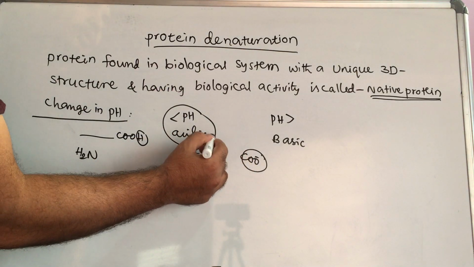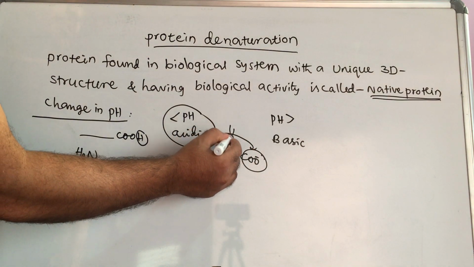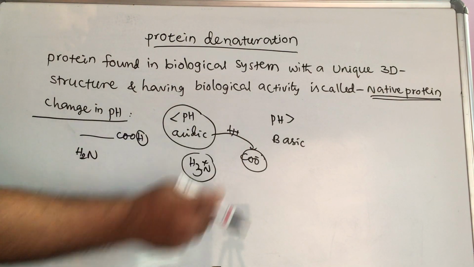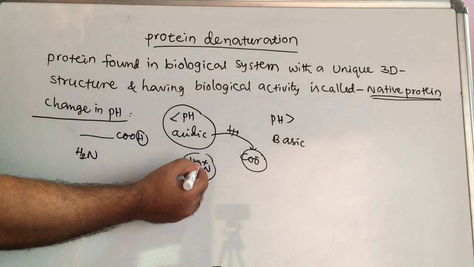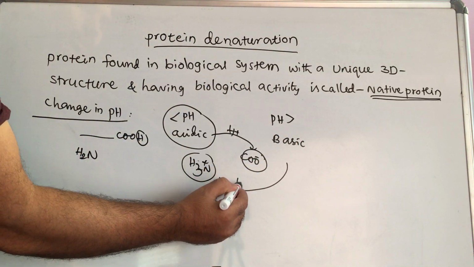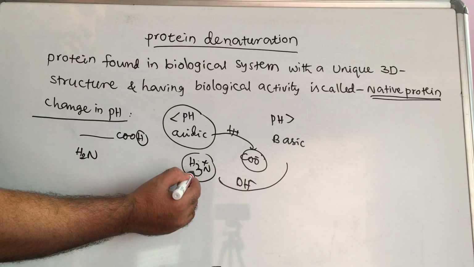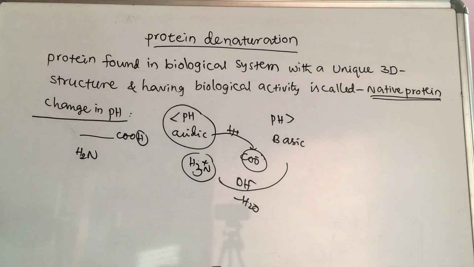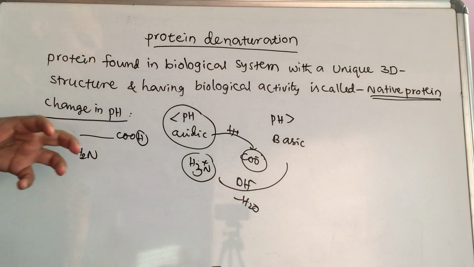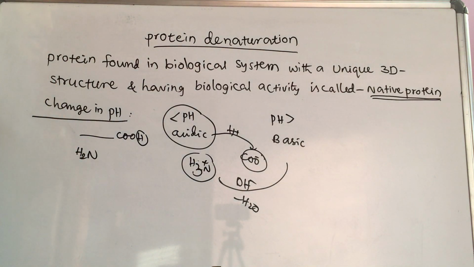So this COO minus gains the proton because it is an acidic medium, and it loses its charge. In basic medium, OH minus takes the H plus and it is lost as a water molecule, and here also the positive charge is lost. Due to the loss of negative and positive charges, the electrostatic force of interaction breaks down. That's why its activity is lost. This is the change in pH.